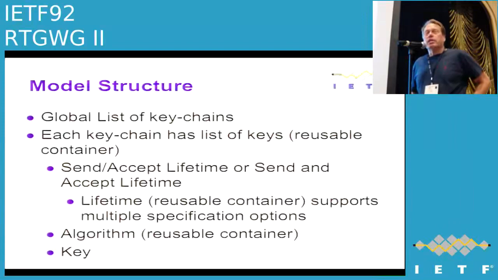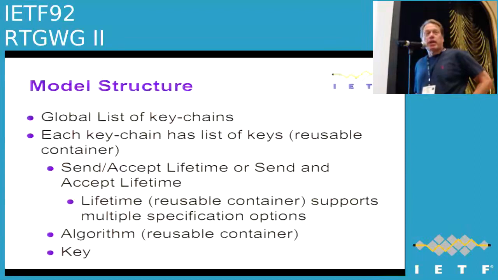It's a global list at the top level. We put it at the top level. I know some implementations put them at what we're calling, in the routing config model, the routing instance model. So that was one reason why we defined it to be a reusable container that you could augment and put in a different place.